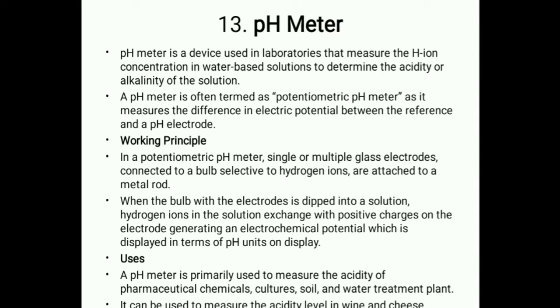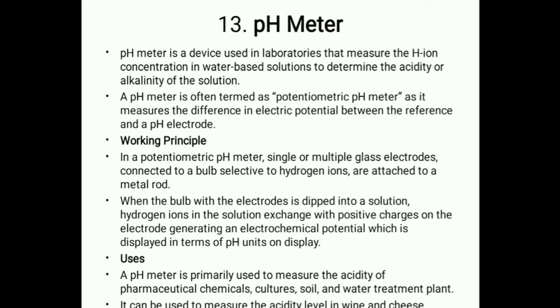Next we have a pH meter. pH meter is a device used in laboratory that measures the hydrogen ion concentration in water-based solution to determine the acidity or alkalinity of the solution. A pH meter is often termed as potentiometric pH meter, as it measures the difference in the electric potential between the reference and the pH electrode.